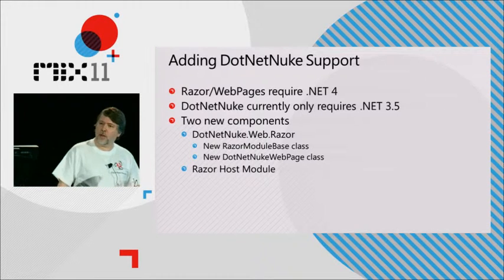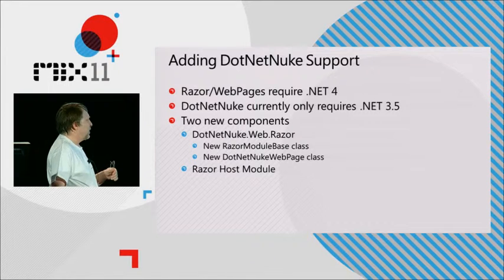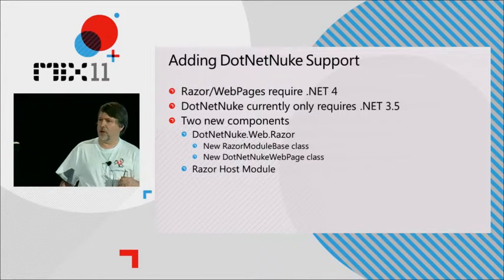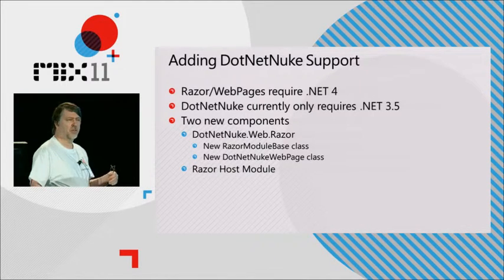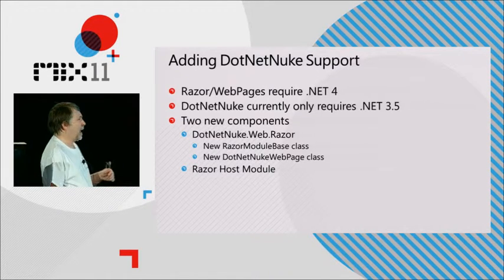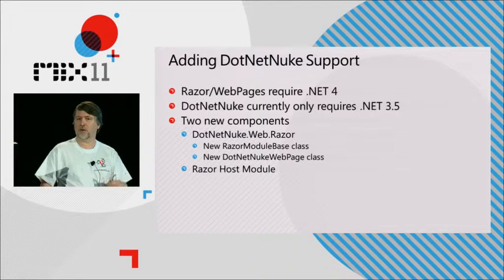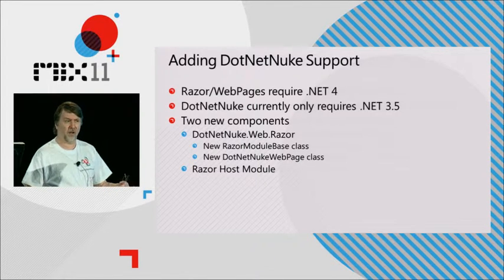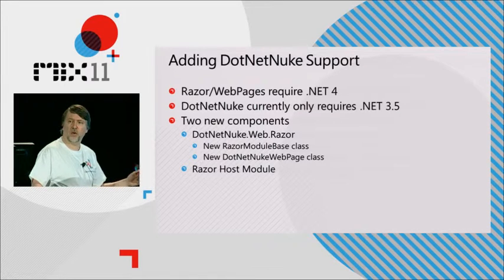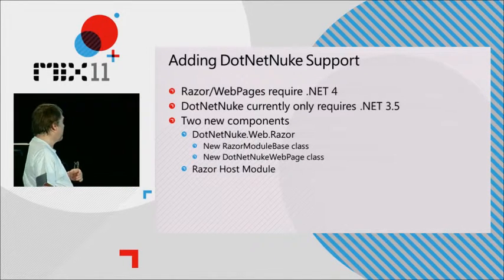A new library that we ship, DotNetNuke.Web.Razor, which does take that dependency on .NET 4, and a Razor host module, which also takes a dependency on .NET 4. And so obviously you can only use these if your DotNetNuke instance is running on .NET 4. And in fact, if you try to install it when your instance is running on .NET 3.5, it will throw an error, and we will inform you that we can't install that module.